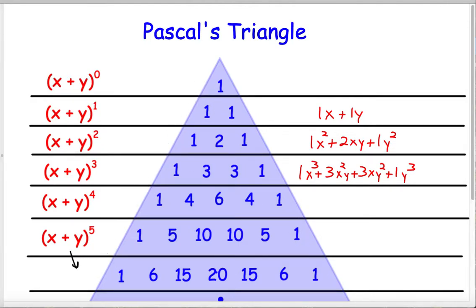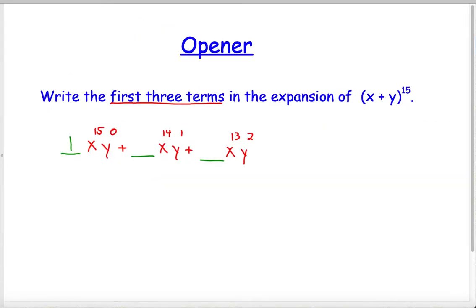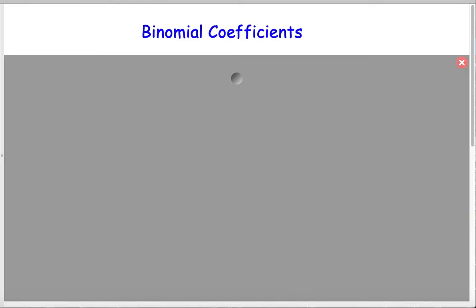But the problem is, the 5th power, that was the 1st, 2nd, 3rd, 4th, 5th, that was the 6th row. So the 15th power, I need to go to the 16th row. And that's a gigantic triangle, and that seems like that's not the most efficient way to do this. So there must be a better way to handle this. It turns out there is.